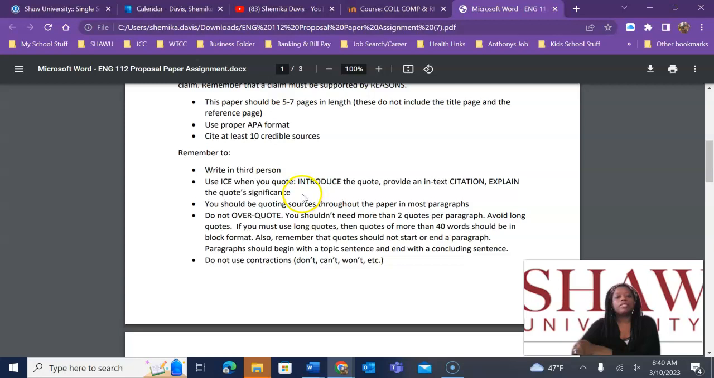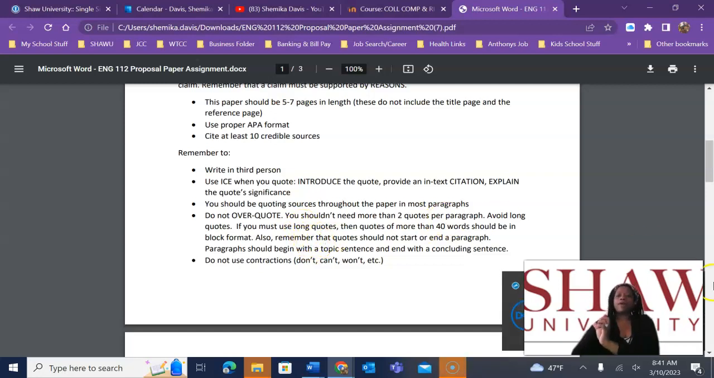This is something I talk about within classes once we get to this stage. Icing the quote just means you introduce the quote, provide the in-text citation, and then explain why it's significant. Excuse me, I'm getting tongue-tied. The reason I say this is that you find a lot of students who will start a sentence or start a paragraph with a quote, and that's a no-no for me. Or end a paragraph with a quote. Again, that's a no-no because you're not providing context as to the importance of why you're starting or ending a paragraph with the quote. There's no type of context. So that's why you always want to introduce it.